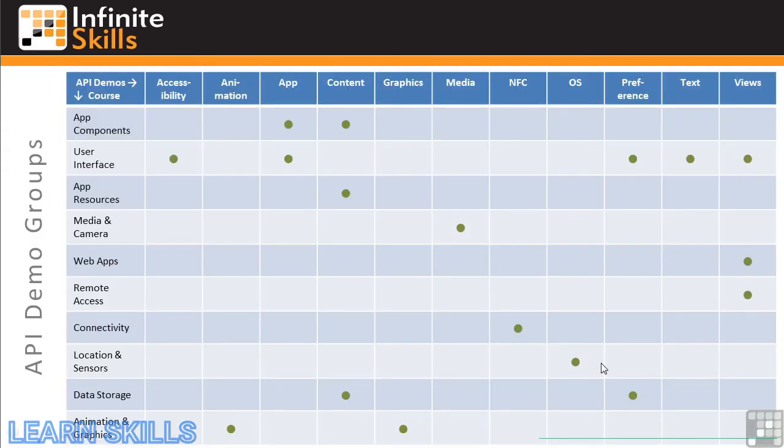This graphic shows how the API Demos app groups intersect with our course groups. As you can see, in some cases, the API demos cover more than one course group, such as content covering app components, app resources, and data storage. And in some cases, a course group like user interface is covered by multiple API demo groups. For example, the user interface is covered by API demo accessibility, app, preference, text, and views.